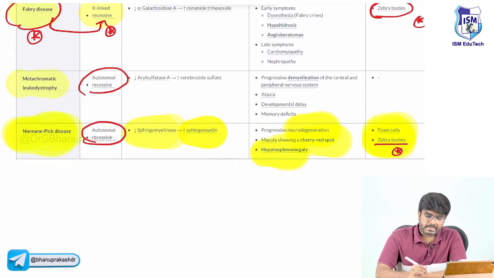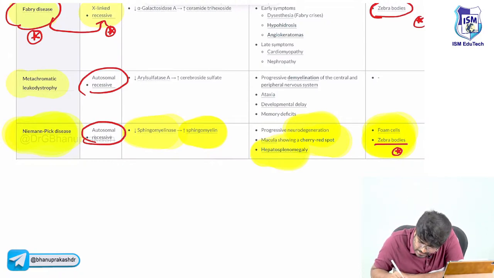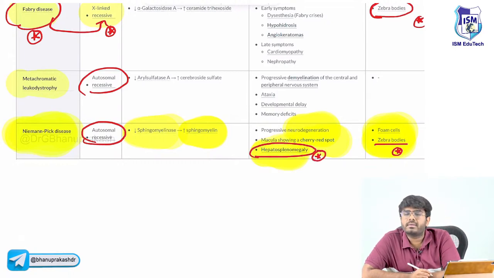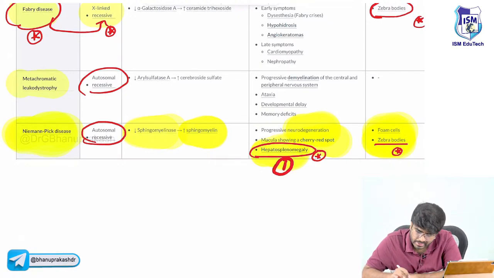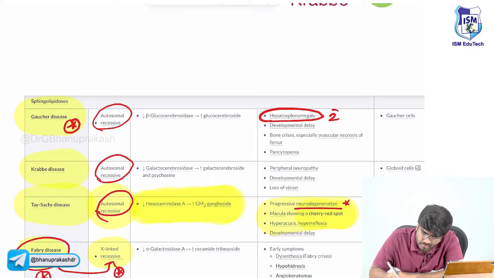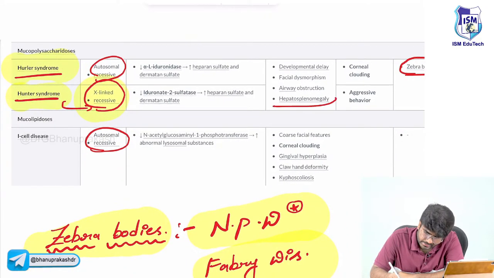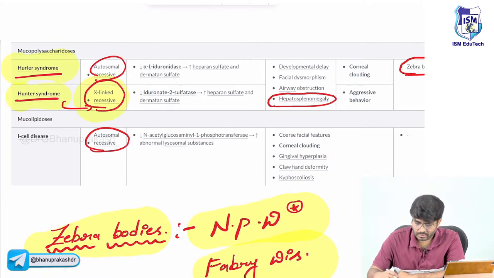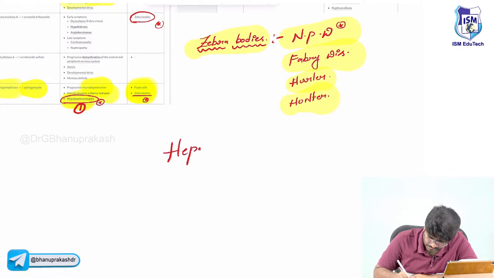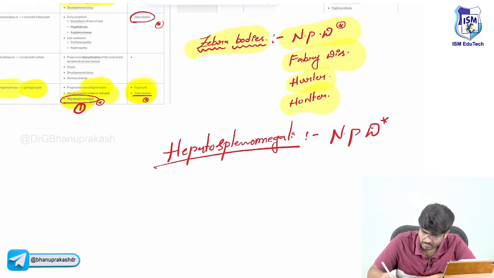Now, look here. Sir, hepatosplenomegaly is seen in Tay-Sachs? No. In Tay-Sachs, there is no hepatosplenomegaly. It is seen in Niemann-Pick's. But in which other lysosomal storage disorders will you see hepatosplenomegaly? Starting with Gaucher's. In Gaucher's also, you will see hepatosplenomegaly. Next, in Hurler and Hunter, there is also hepatosplenomegaly. So hepatosplenomegaly is seen in Niemann-Pick's disease, Gaucher's, Hurler and Hunter.